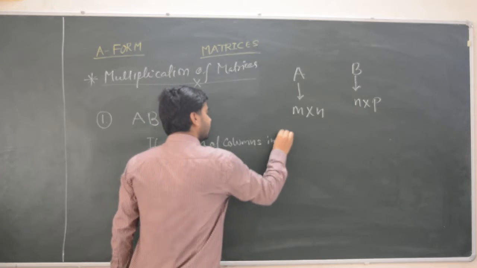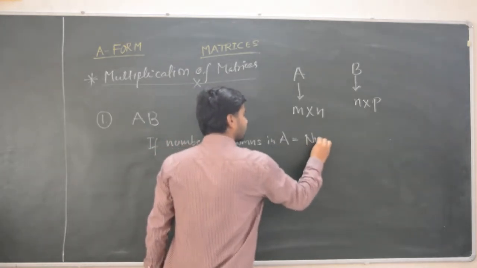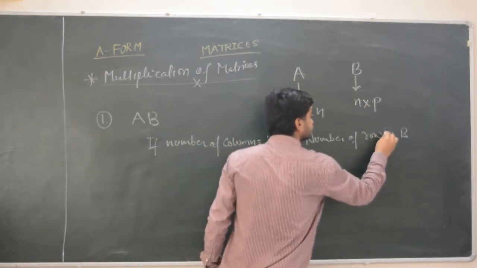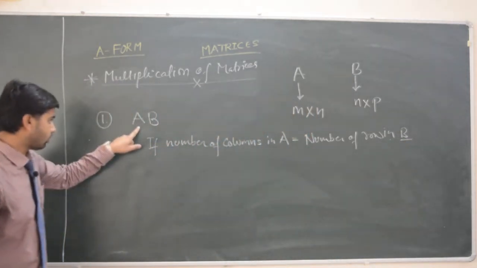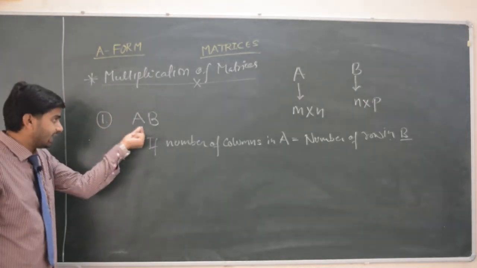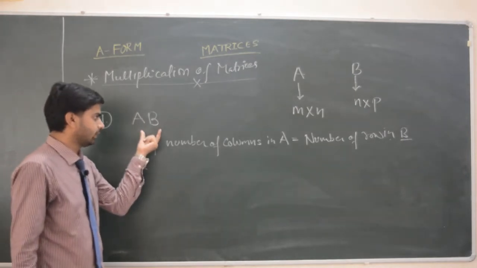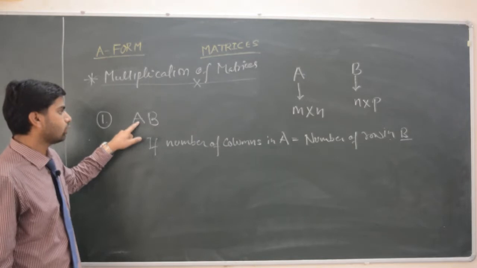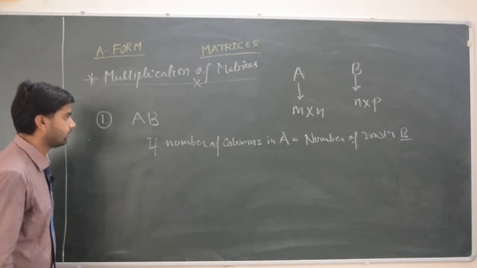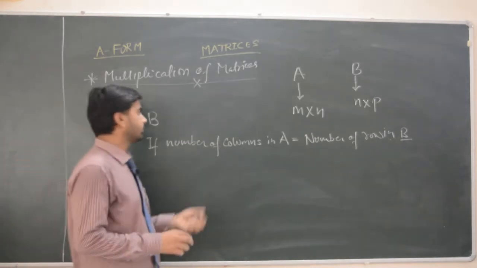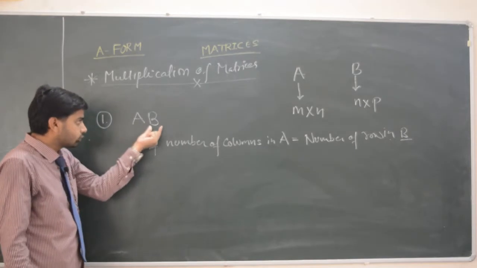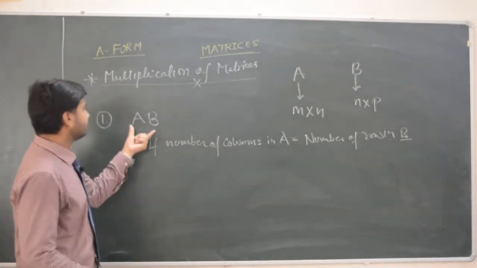Only if the number of columns in A is equal to the number of rows in B is matrix multiplication of A into B, or AB, possible. If the number of columns in matrix A is not equal to the number of rows in B, then the product AB is not possible for the matrices A and B. So first we will check whether we can multiply A into B or not, by checking whether the number of columns in the first matrix is equal to the number of rows in the second matrix.